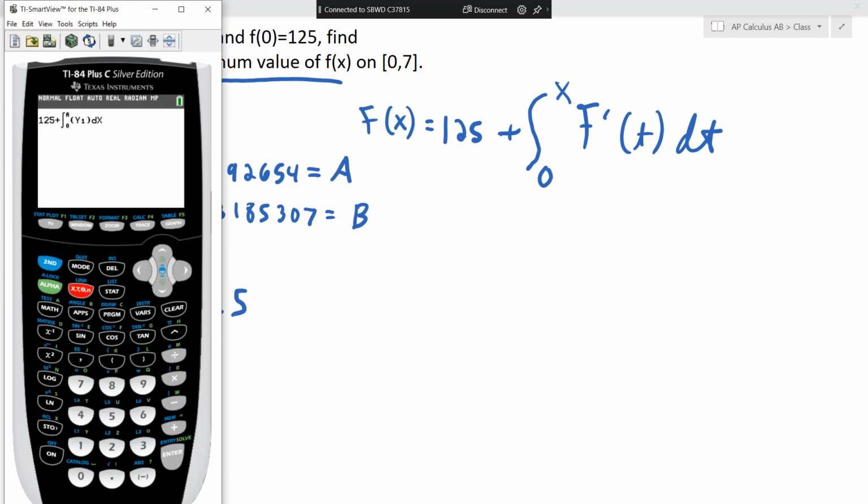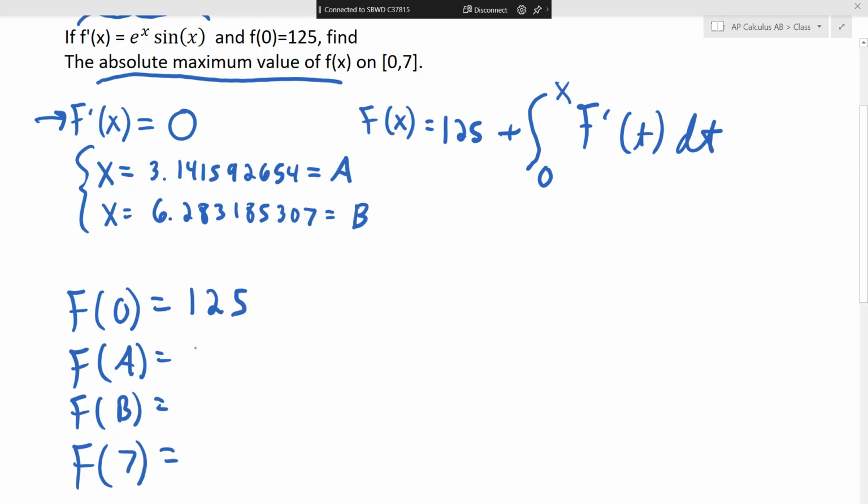Everybody good? And all that's doing, remember that 125's there, the calculator is just finding the area under that graph, and that's how much it changed, well, f changed, and adding 125 to it. So f of a is 137.070. And it's not like a super big safety check, but it is larger than 125, which we expected. Okay?